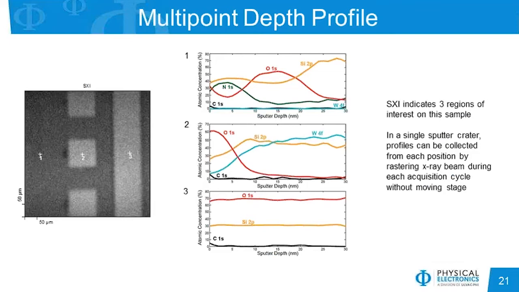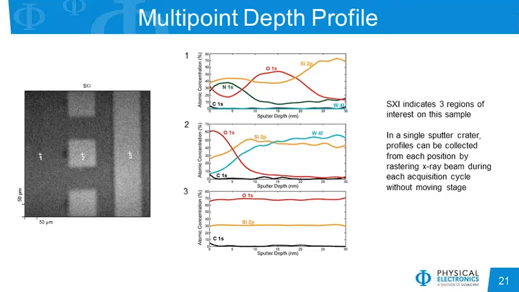And so we can take advantage of this to do a multi-point depth profile without having to move the stage. As we show here, we have an SXI of a patterned silicon wafer in which we see three regions of interest. There is a large uniform field, which is labeled 1. We also see a square pad labeled 2, and then a line labeled 3. We can select those points directly on the SXI and then perform our sputter profile analysis.